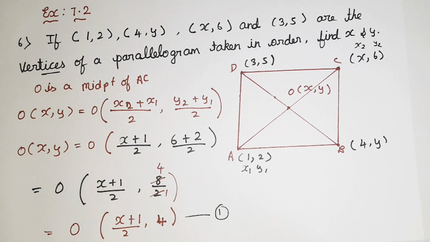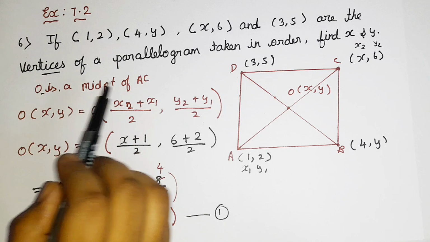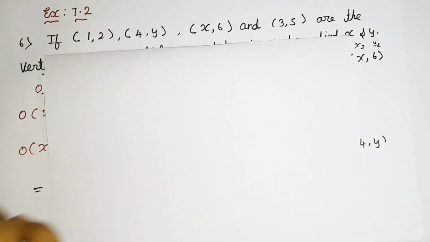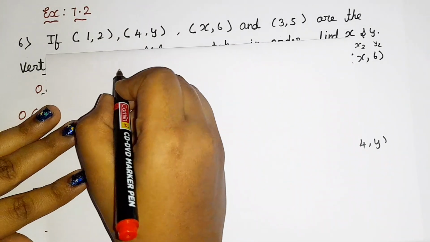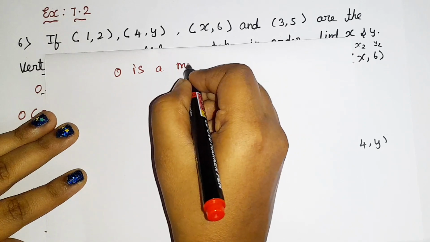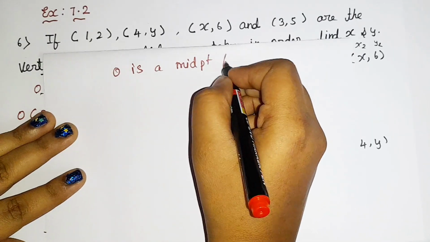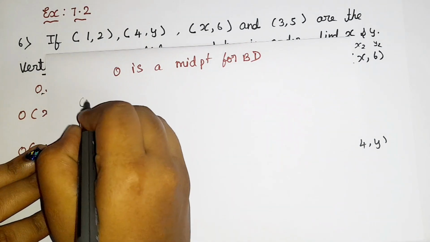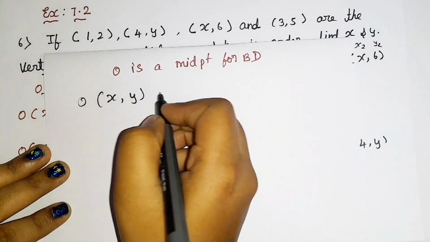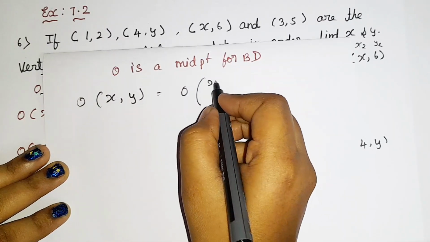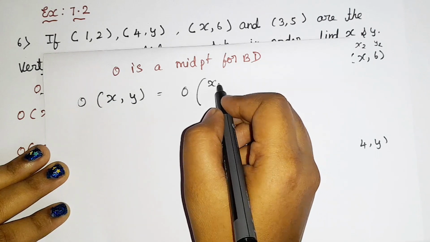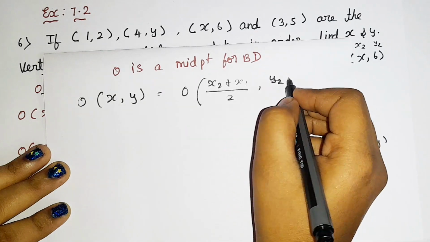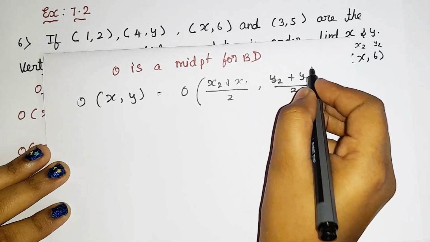But here you are supposed to note something. I just wrote O is a midpoint of AC, so O is a midpoint for BD as well. So now let us write O is a midpoint for BD. Again I can apply the midpoint formula, that is O(x, y) is equal to (x2 plus x1) divided by 2 comma (y2 plus y1) divided by 2. So this is the midpoint formula.